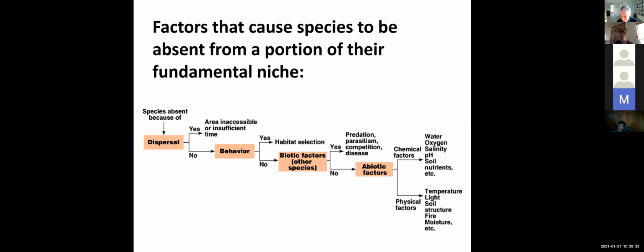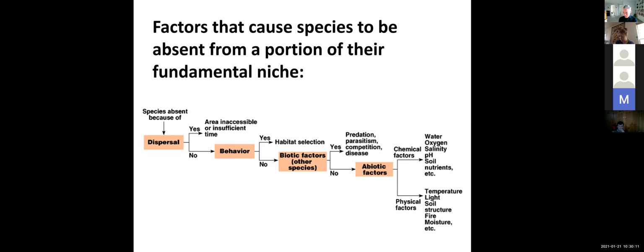If it's not biotic factors, then the last option is that it could be abiotic factors. Right. And when you look at abiotic factors, you have chemical factors and you have physical factors. The chemical factors have to do with water, oxygen, salinity, pH, soil nutrients, etc. These are chemical aspects of the environment that may influence where that species lives. And then physical factors like temperature, light, soil structure, fire. So you can have these big destructive events that might influence the physical environment. Moisture, etc.